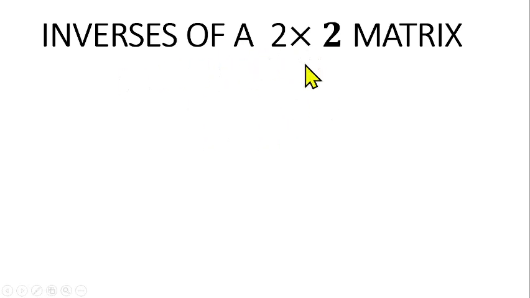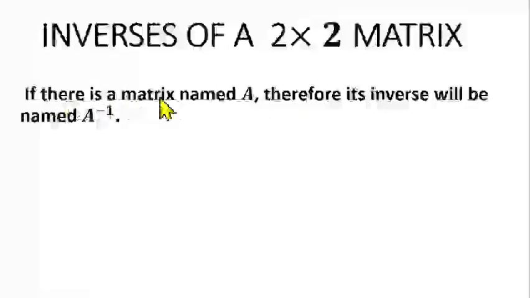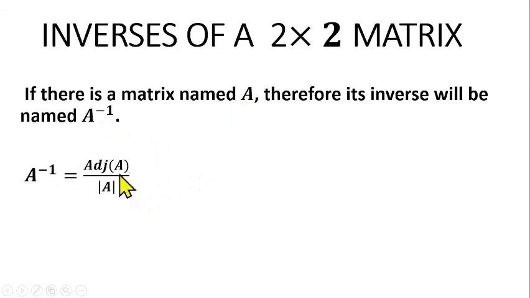So how do you find the inverse of a 2 by 2 matrix, as far as this video is concerned, for general mathematics students? If there is a matrix A, its inverse will be named A raised to power minus 1, which I believe we know using our indices. So the inverse of matrix A is written as A raised to power minus 1. And how do you calculate the inverse of any matrix? The inverse of matrix A is equal to the adjoint of matrix A over the determinant of matrix A.